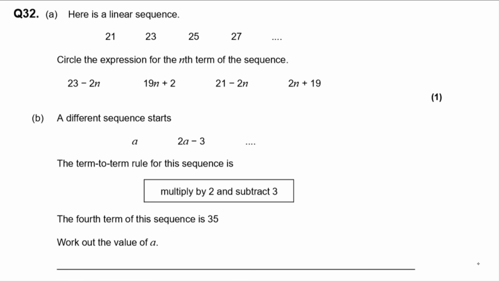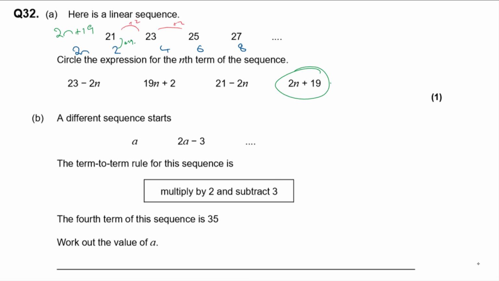Okay. Question 32, here's a linear sequence, 21, 23, 25, 27. Circle the expression for the nth term of this sequence. Well, this time it's going up in 2s, plus 2, and so on. So it's going to have something to do with 2n, which goes 2, 4, 6, 8. Now, our sequence goes 21, 23, 25, 27, which is, each one of those is 19 more than the 2 times table. So I believe we've got 2n plus 19. Have I got 2n plus 19 in the list? Yes, I do. It's that one there.